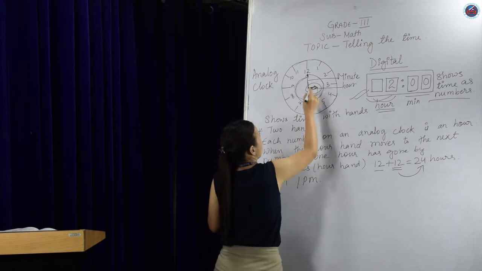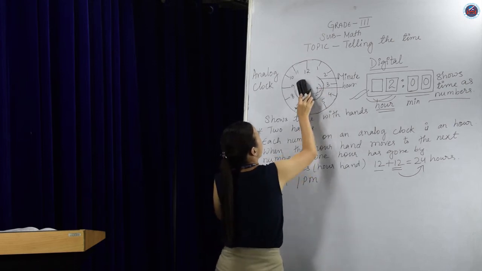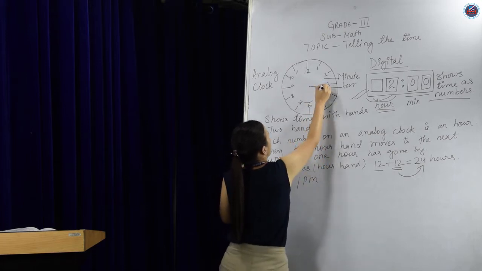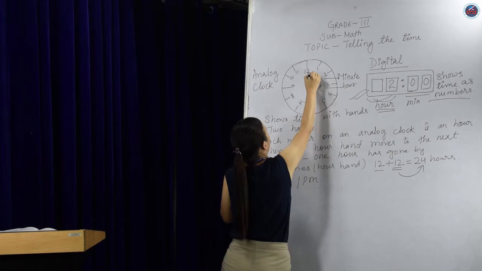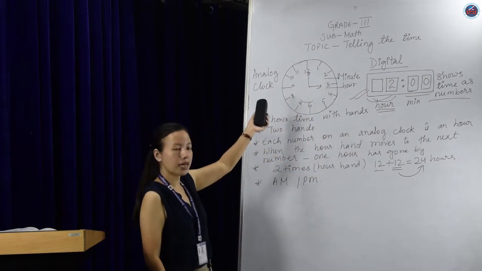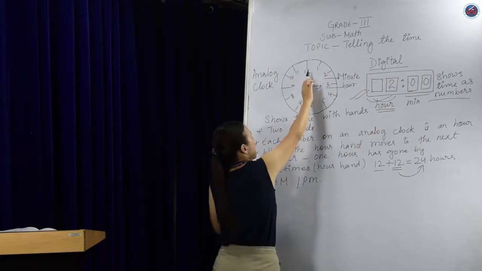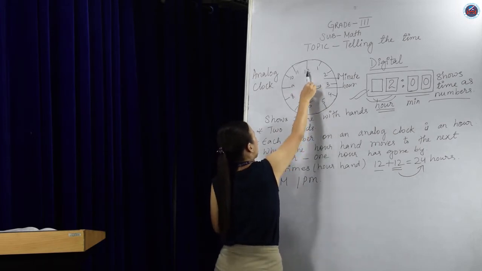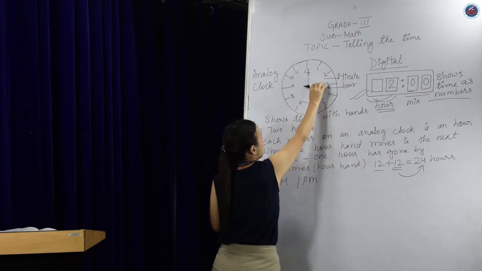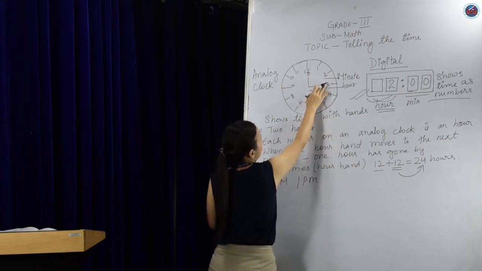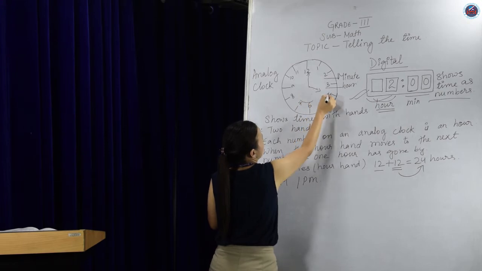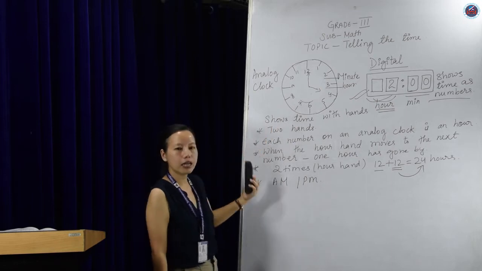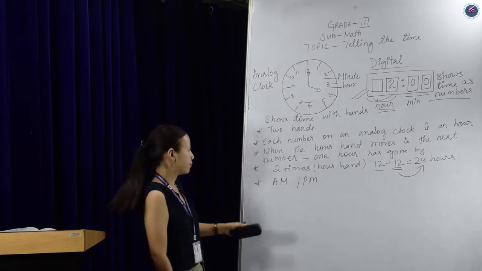Suppose this one is pointing at 3 and this one is pointing at 12. That is, your minute hand is pointing at 12. Now when the minute hand goes around the clock 1 round, the short hand slowly moves on to the next number. That is, 3 will go on to 4. So the minute hand makes the hour hand move to the next number.